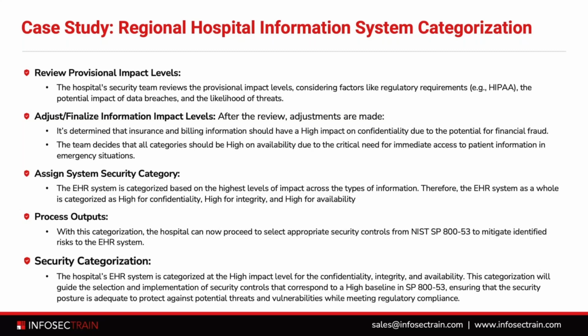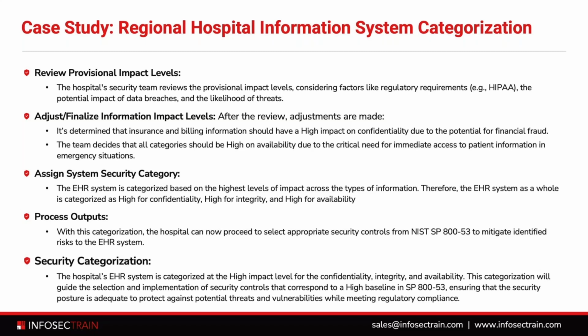Adjust and finalize the information impact levels. Once the review of the impact levels has been done, potential adjustments are made. Over here we determine that the insurance and billing information should have high impact on confidentiality due to the potential for financial fraud. The team decides that all categories should be high on availability due to the critical need for immediate access to patient information in emergency situations. So over here we are adjusting the impact levels if needed.